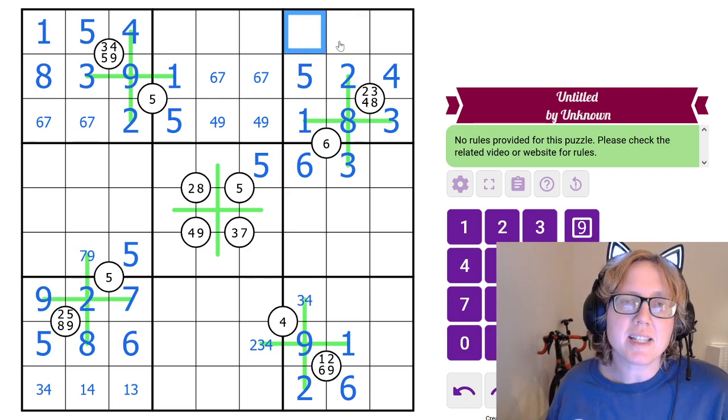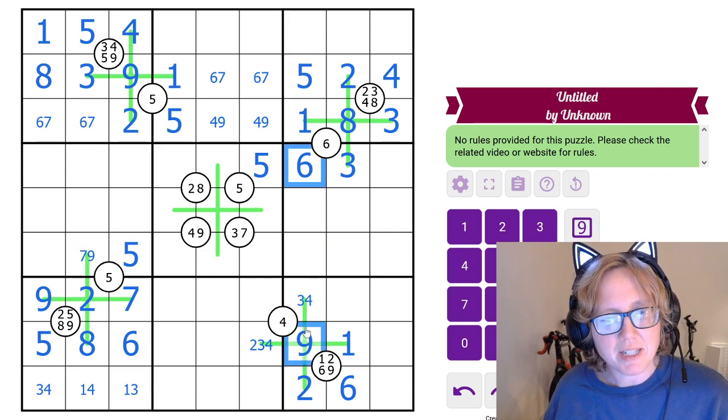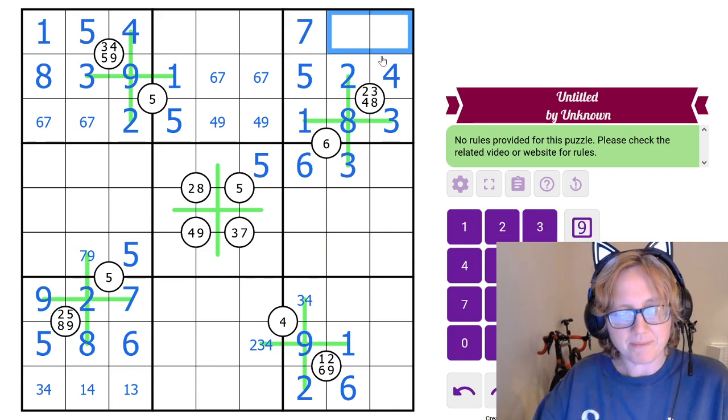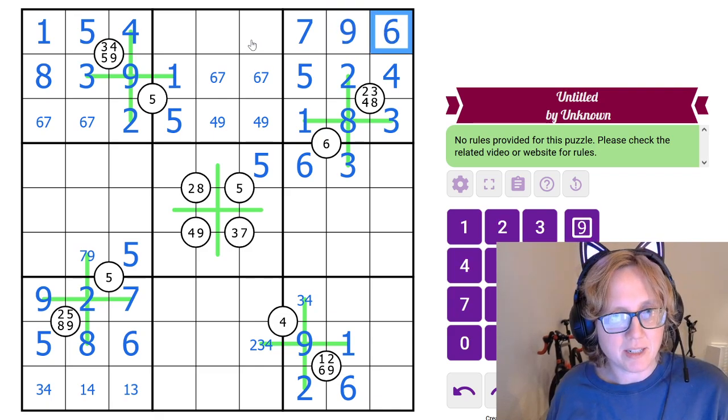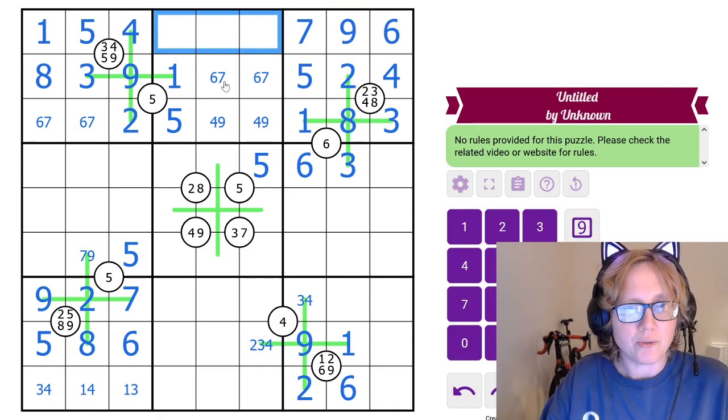Alright, so I need a 6, 7, and 9 in this region. I have a 6 and 9 here, so that is a 7. And I have a 6 here, making this a 9, and this is now a 6. These cells contain 2, 3, and 8.